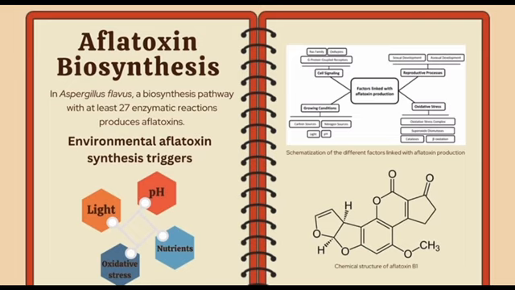Other factors, as we see in the diagram here on the right, include reproductive processes and cell signaling that finally start the production of this mycotoxin. And on the bottom here is the chemical structure of aflatoxin B1, which is a type of aflatoxin produced by Aspergillus flavus as a result of the enzymatic reactions.